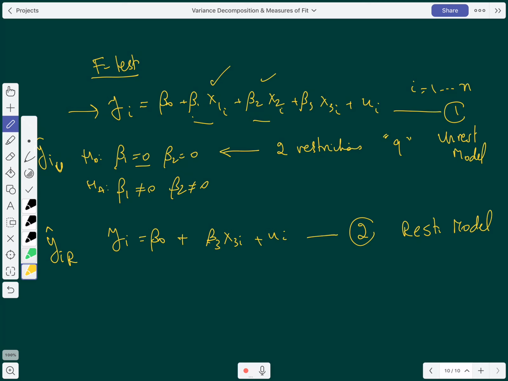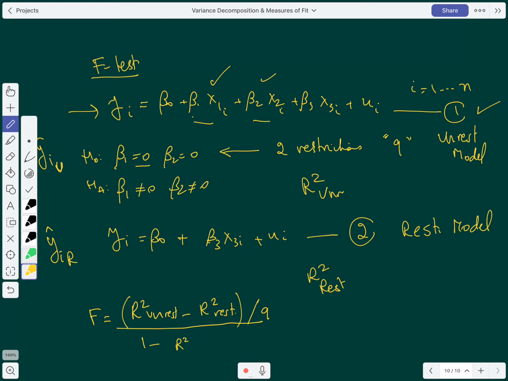Okay, and based on the idea of restricted and unrestricted, when you run this regression, you will get an estimated model, and for this estimated model you will have an R-square that we call unrestricted, and for this model you will get an R-square that we call restricted. Okay, and based on the R-square restricted and unrestricted, we can compute the F test. So the F test is simply the R-square unrestricted minus the R-square restricted, divided by how many restrictions I have, Q, over 1 minus R-square unrestricted, divided by n minus k minus 1.